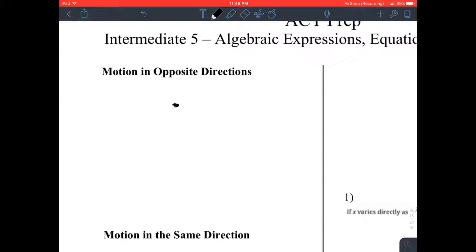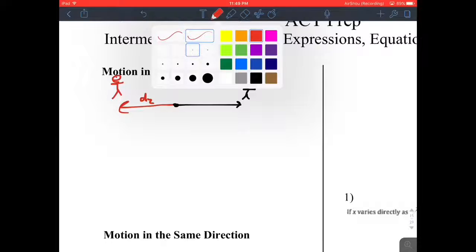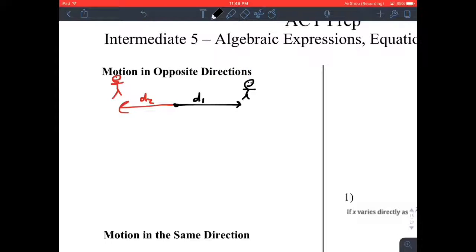So in one case, they're starting, let's say one is going in this direction, and someone else is going in this direction, opposite directions. In that case, let's call this distance 2. Let's call this distance 1. In that case, the total distance is going to equal distance 1 plus distance 2. Makes sense, I think.